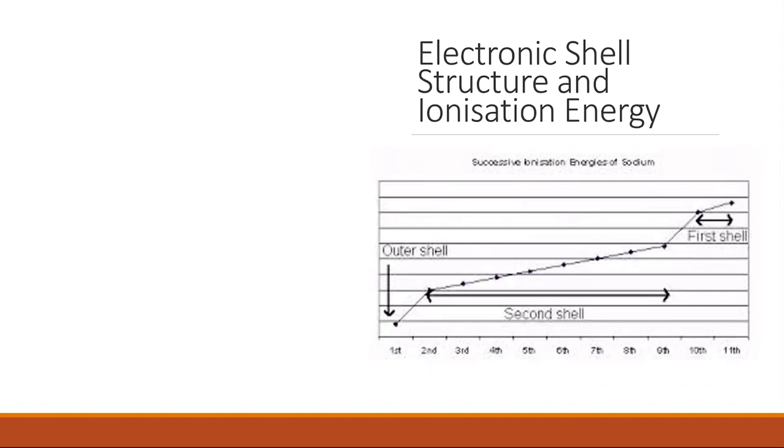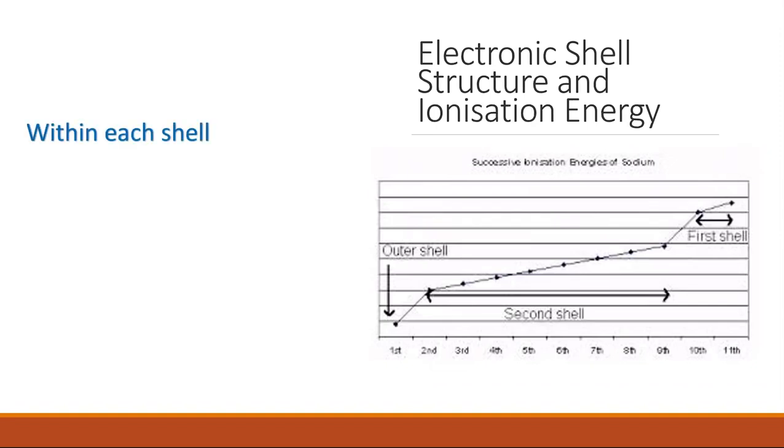Electronic shells, structure and ionization energy. We can have the successive ionization energy for any element, and we can calculate the different ionization energies and put that in a graph. So these are the successive ionization energies against the value of the ionization. When we look at this, we can look at the trend and see how the ionization energy changes with the removal of successive electrons.